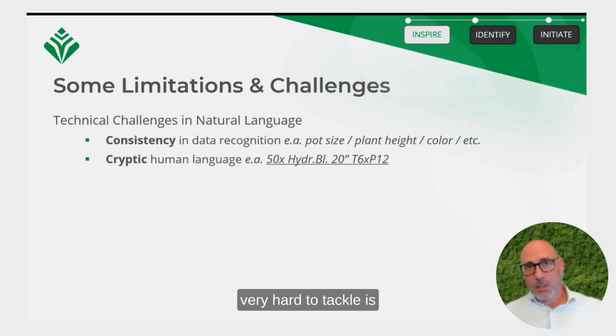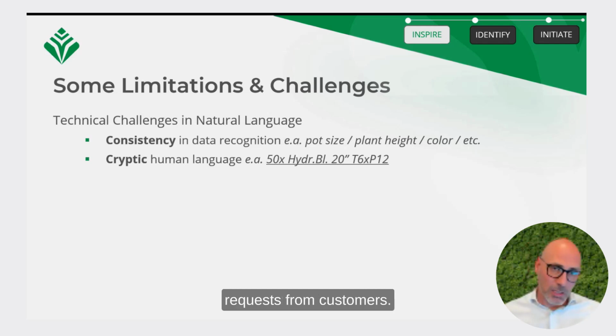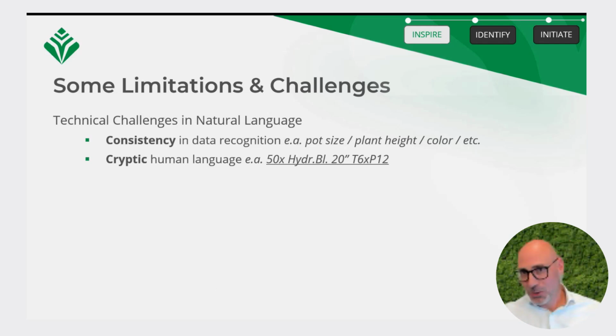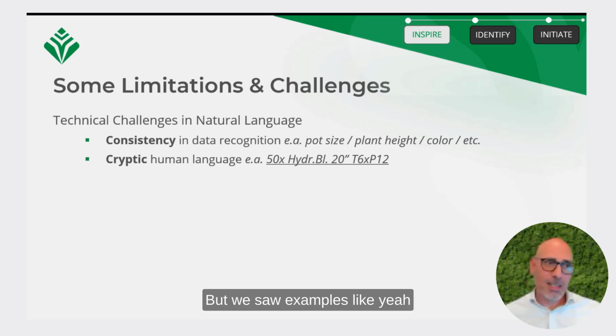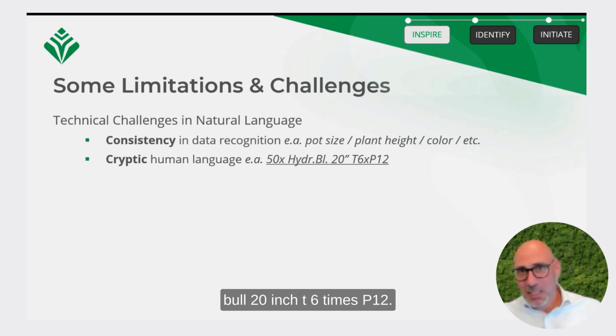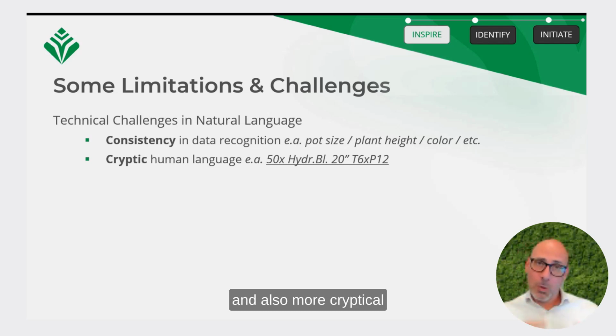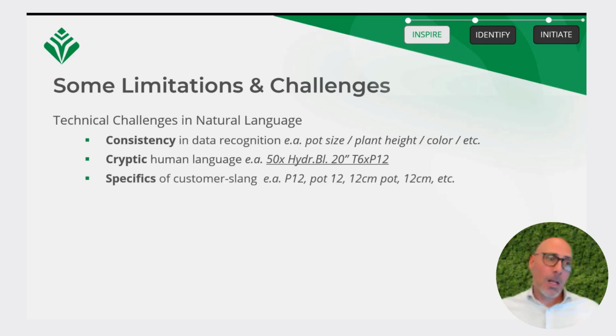But another one which was very hard to tackle is more cryptic order requests from customers. I'm not sure how structured the orders from your customers are, but we saw examples like, I would like to order 50x Hydro Bull 20-inch T6 times a P12. I mean, what can you think of this from an AI point of view, how to translate this? But even here, there are ways to give examples in the system, so it will recognize these types of patterns and also more cryptic human language.